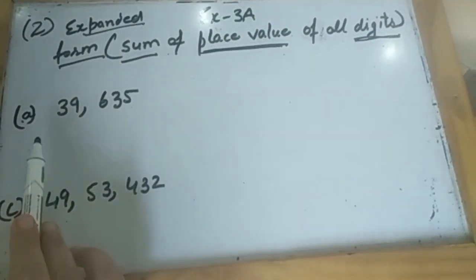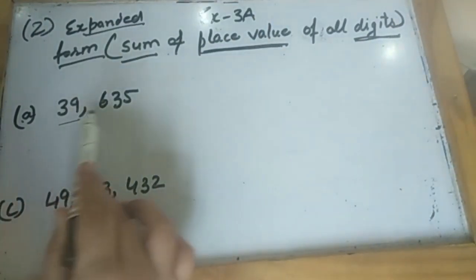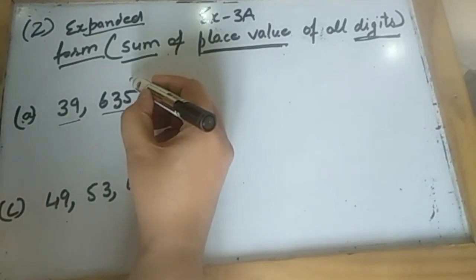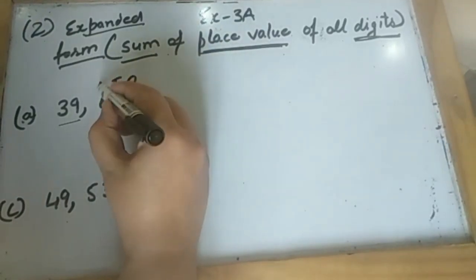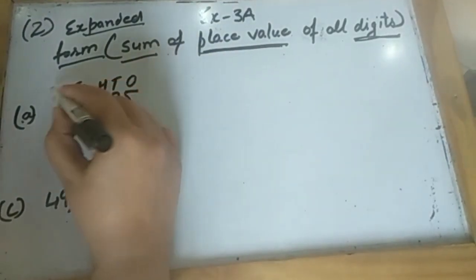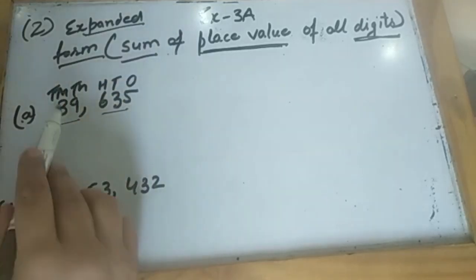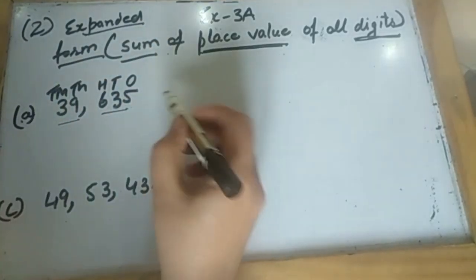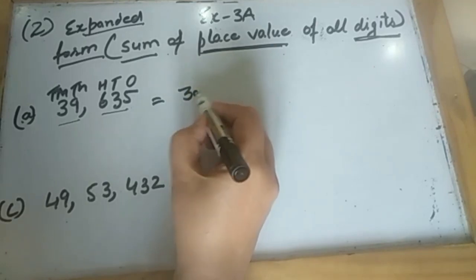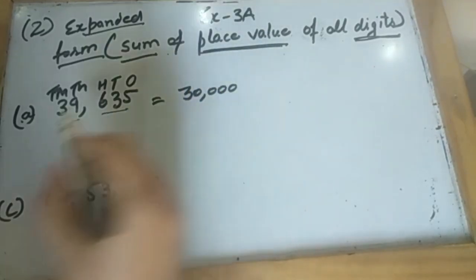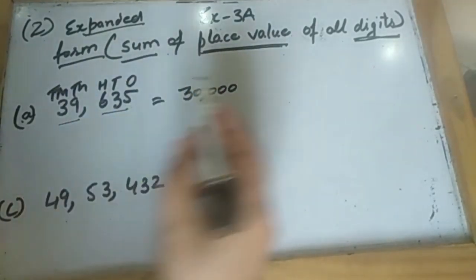You just look at the A part. The number is given here. So first of all, I'll write their place values on the top: 1s, 10s, 100s, 1,000s and 10,000s. So the place value of 3 is 10,000, so what you will write is 30,000. So this 3 means this is 30,000.